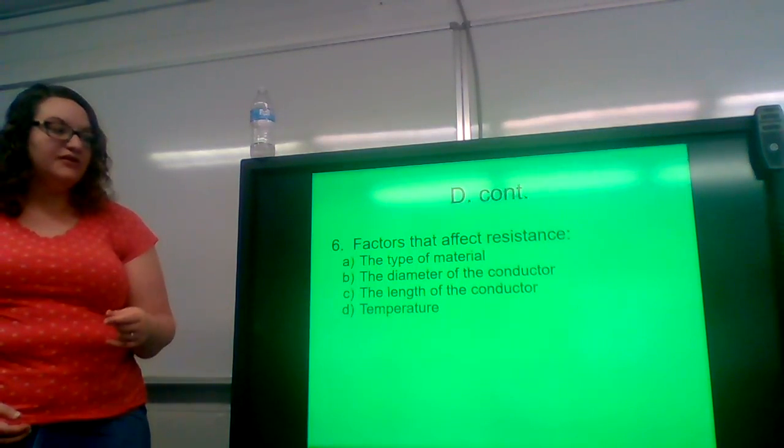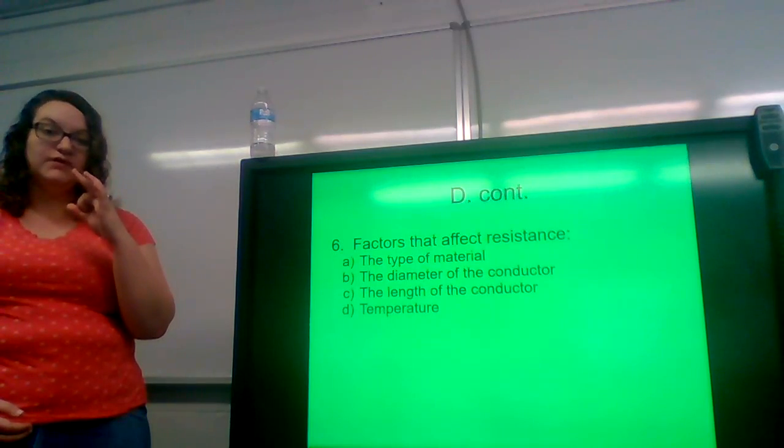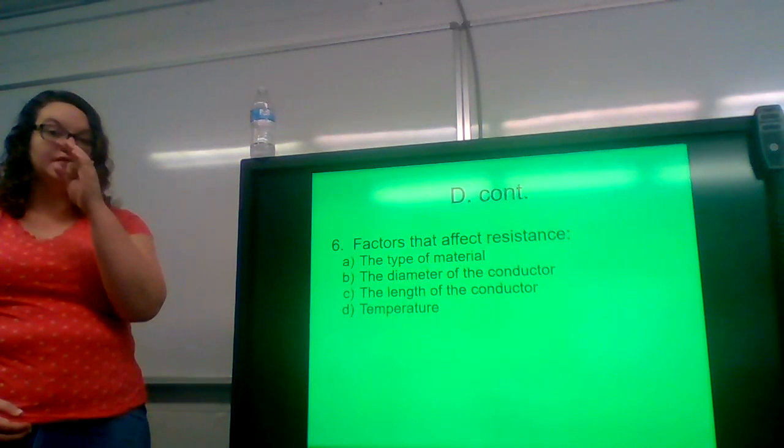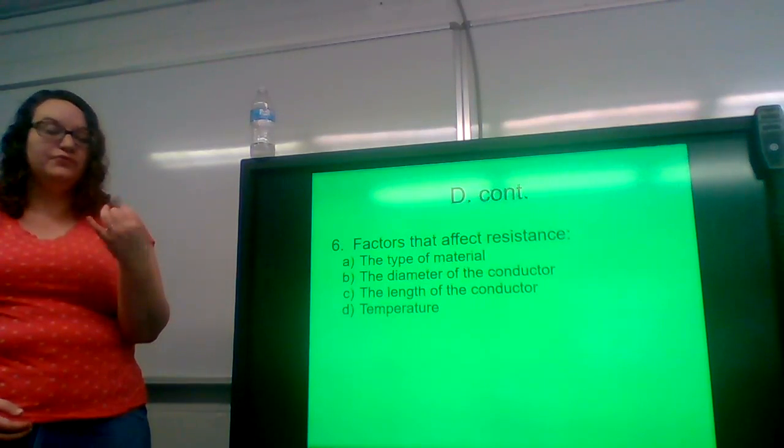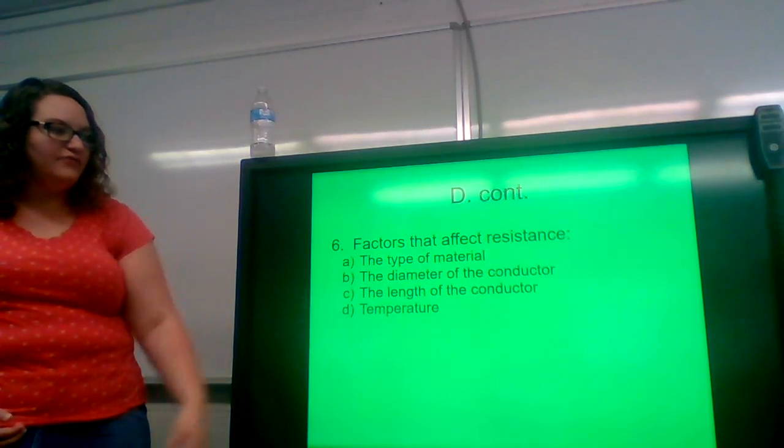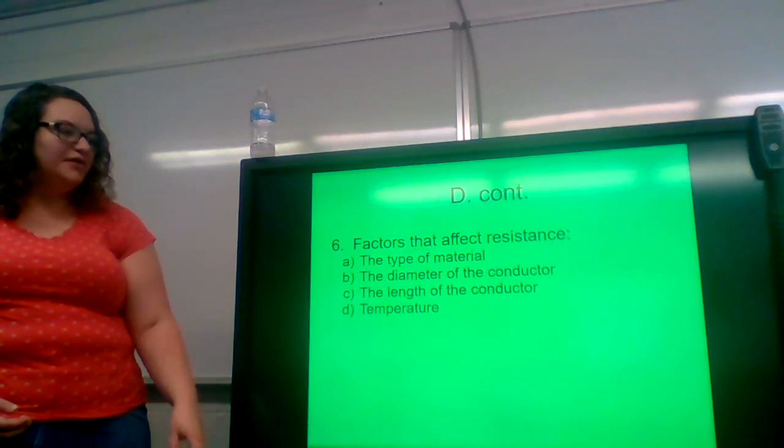The second is the diameter of the conductor. How round is it? Is it very large? Is it very tiny? How much space do electrons have to flow through? The third is the length of the conductor, and then the fourth is the temperature.